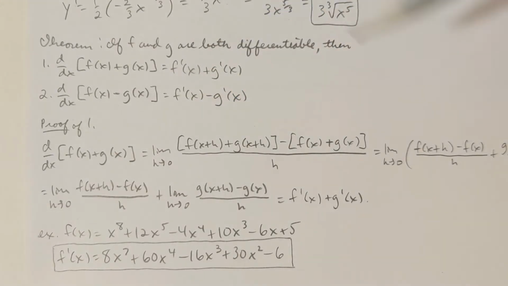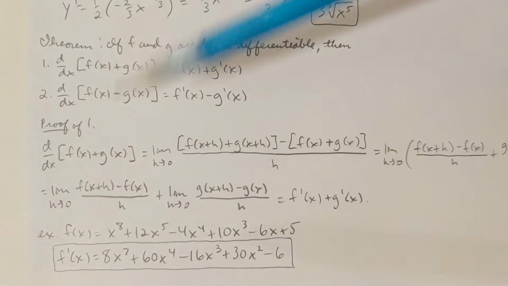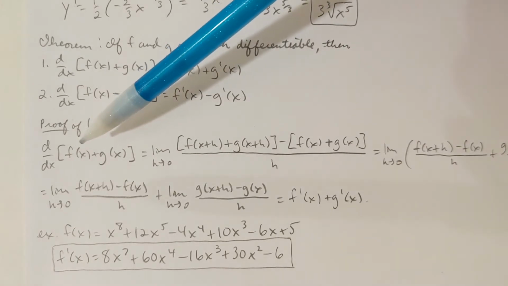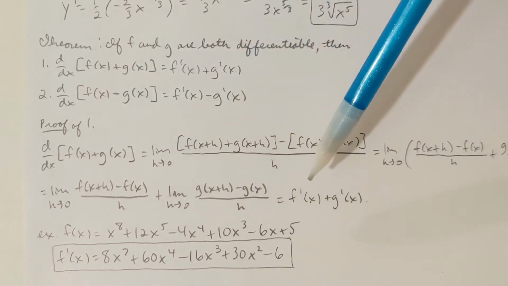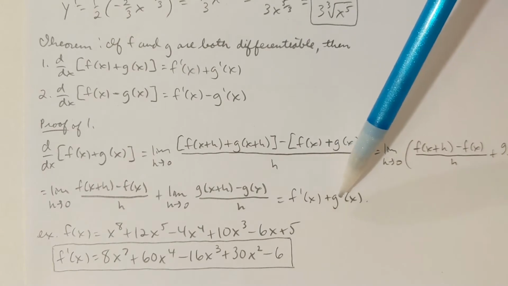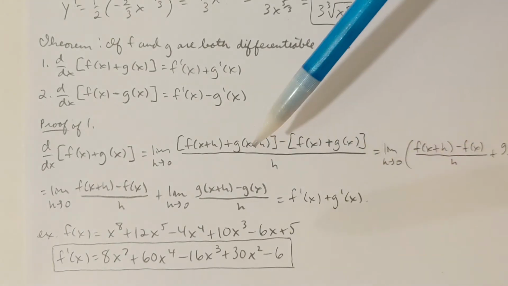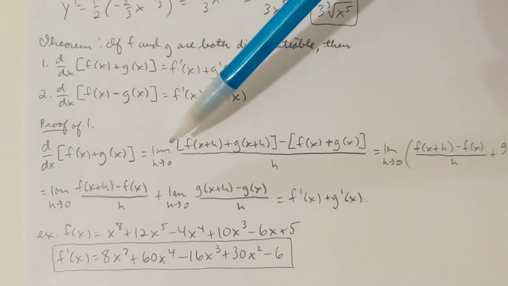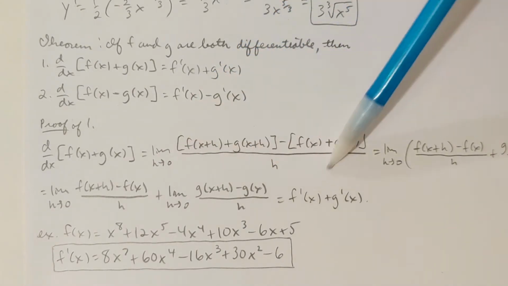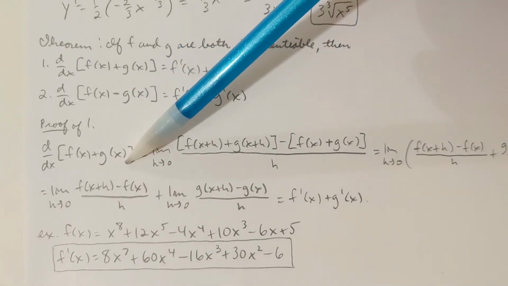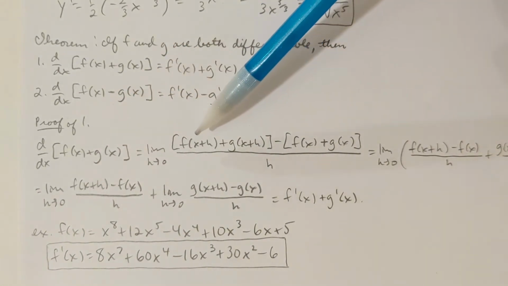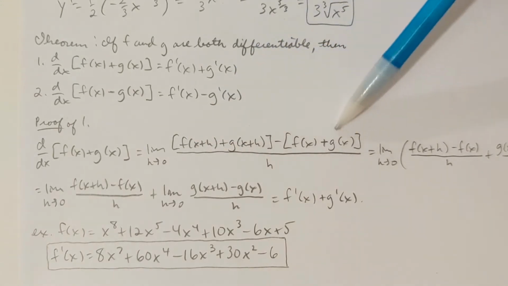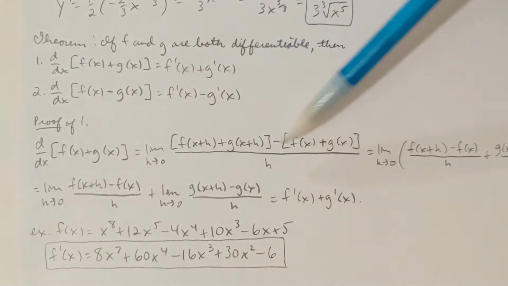Okay, if we take a look at proof of item 1, proof of item 2 would be very similar. So the derivative of f of x plus g of x, I need to show that that is the derivative of f of x plus the derivative of g of x. So I'll use the limit definition. Okay, we got the limit as h approaches 0 of the difference quotient. Here's our function, f of x plus g of x. So I need f of x plus h plus g of x plus h, and then minus the function all over h.